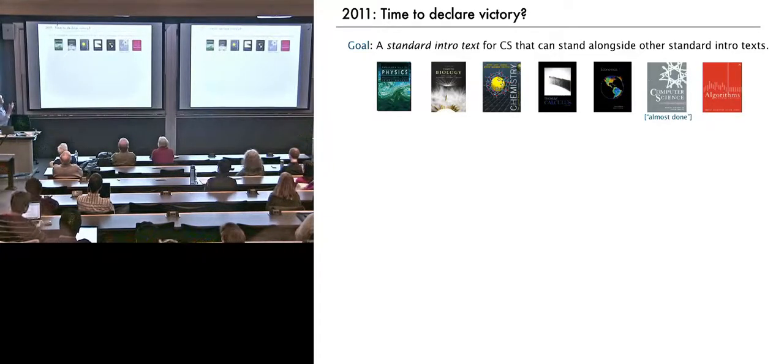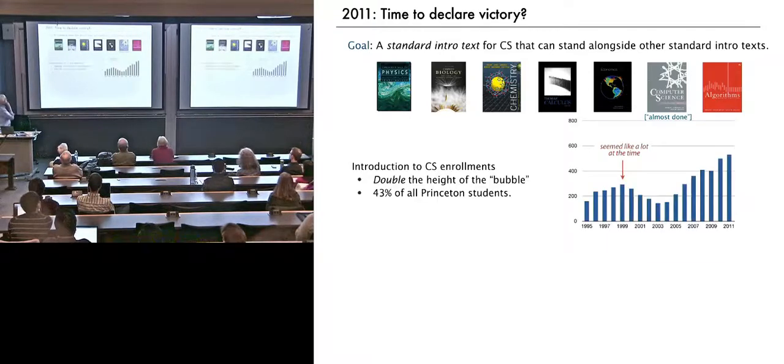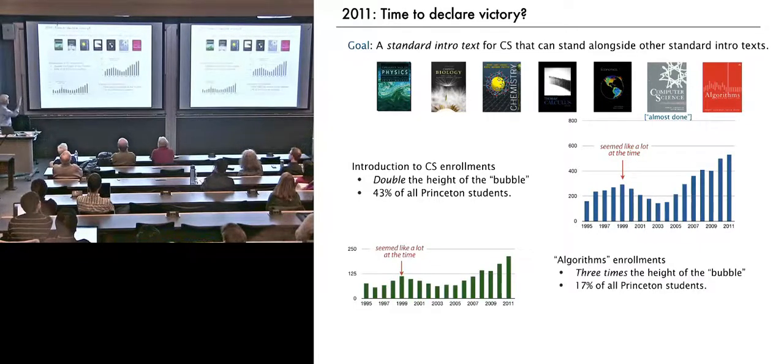So by 2011, this stuff was mostly done. The book wasn't complete yet, and I'll get to that in a second. We're writing the computer architecture part, which is a complete design of a computer from the switch up, was a really time-consuming exercise. But it was mostly finished in 2011, and we had huge, it seemed like huge enrollments. Maybe double what we had in the bubble around 2000, and quite a few Princeton students. And we had lots of enrollments in algorithms as well.